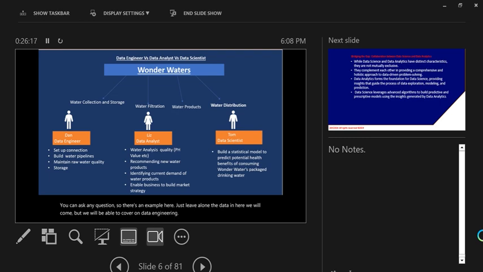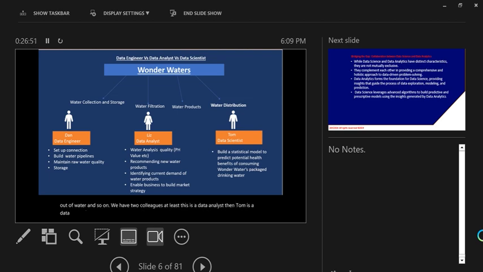There's this company called Wonder Waters. It has departments on water filtration, the water products. What it does, it has a water filtration function, a water distribution function. Of course, we have other byproducts maybe that they are making out of water and so on. We have two colleagues here, Liz. Liz is a data analyst, then Tom is a data scientist.